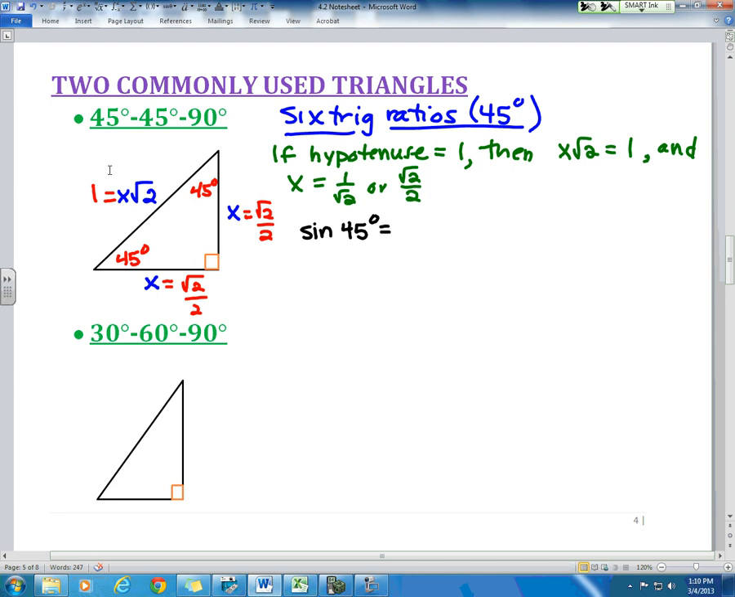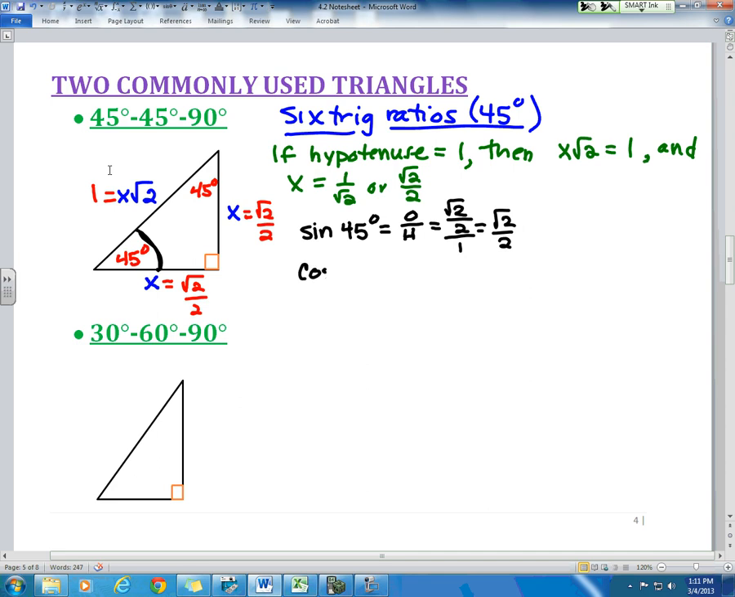The sine of 45 degrees is opposite over hypotenuse, which I'm going to use this angle as my 45-degree angle. I could use the other. They're both going to turn out to be the same. It's going to be radical 2 over 2 over 1, which is just radical 2 over 2.